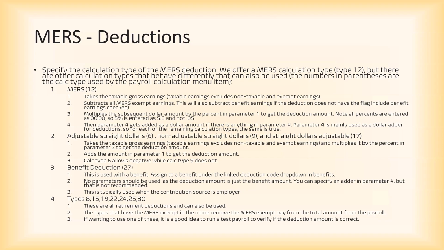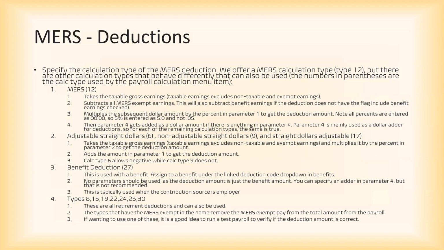So if you're using a benefit, you probably want to use for your deduction code a benefit deduction, calc type 27. This is the one you're going to want when you're in the benefits menu item: a deduction code that has calc type 27 benefit deduction as your linked deduction code. No parameters should be used as the deduction amount is taken directly from the benefit amount. You can specify an adder, but I wouldn't use that unless you have a very specific reason.